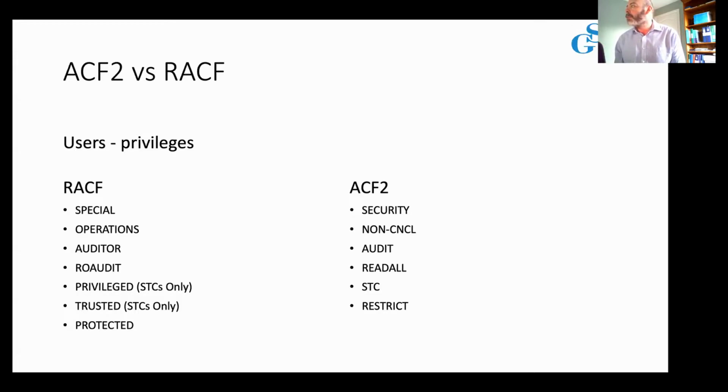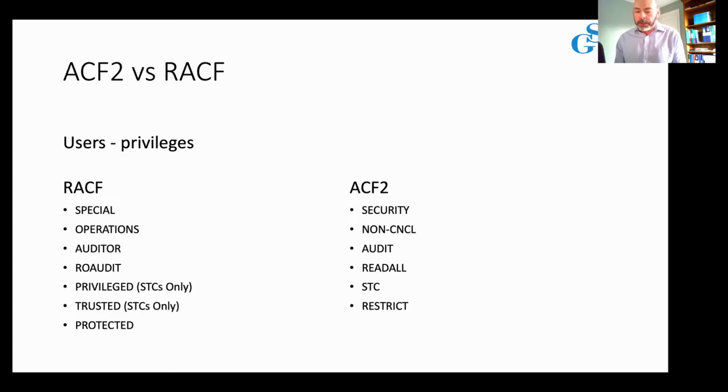Auditor, this allows a user to update the audit global settings, SETROPTS settings, and grant users UAUDIT, which is to log everything that that user does. If you have a user's ID that you wish to know everything it does for, either it's a system ID or it's an ID that you are monitoring for legal reasons, then you set UAUDIT on that ID, and only auditor privilege will allow you to do that.